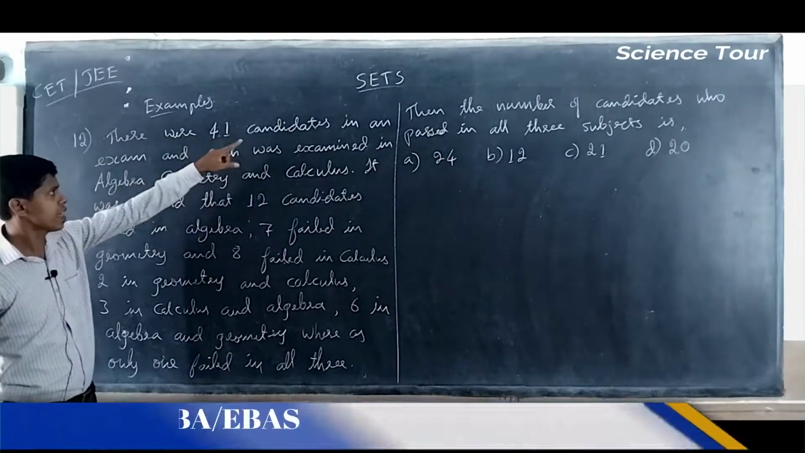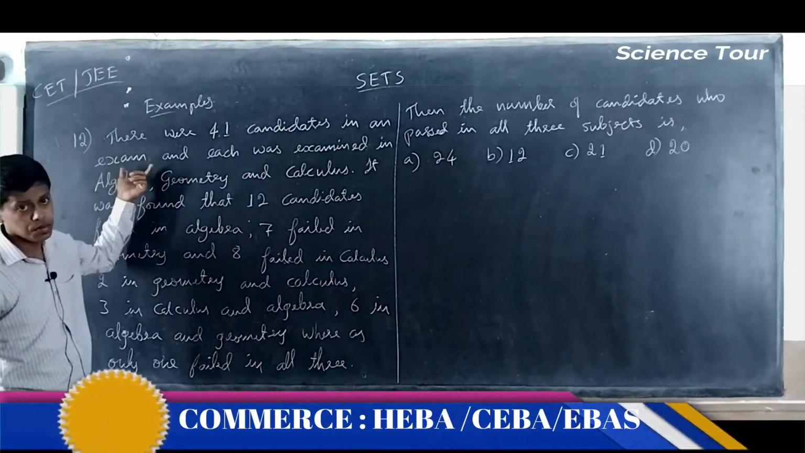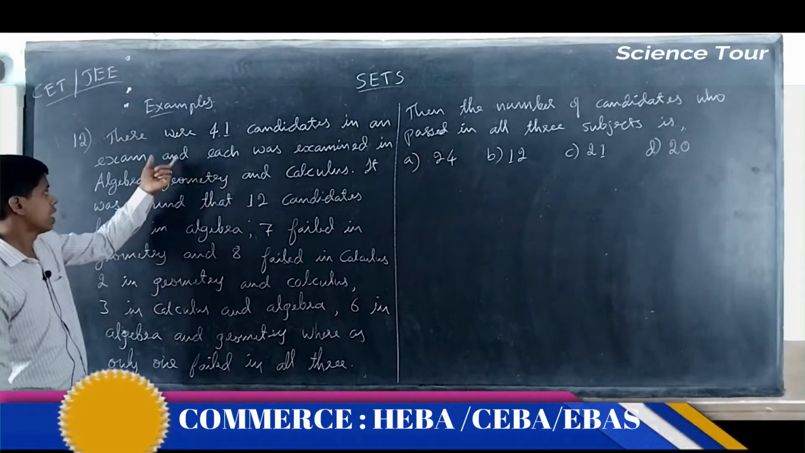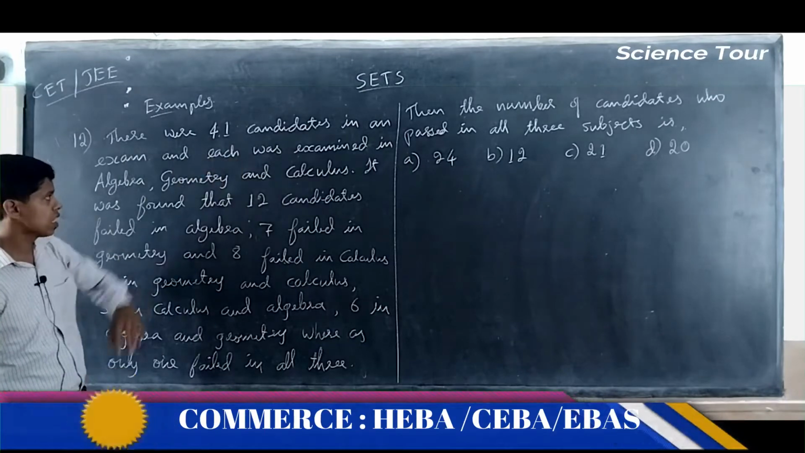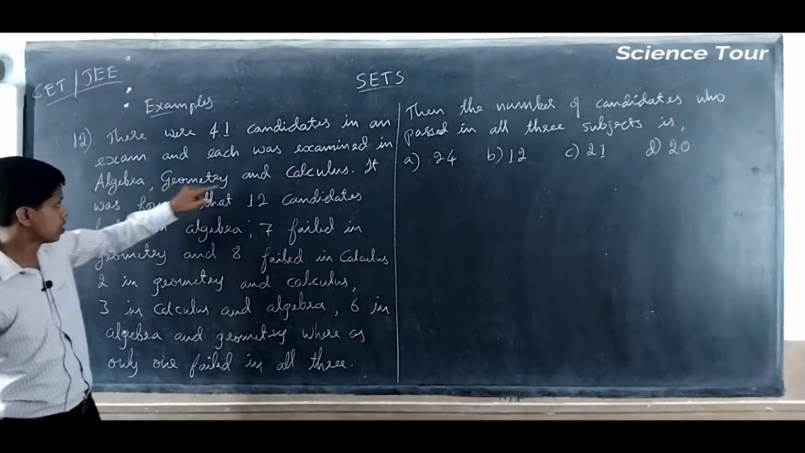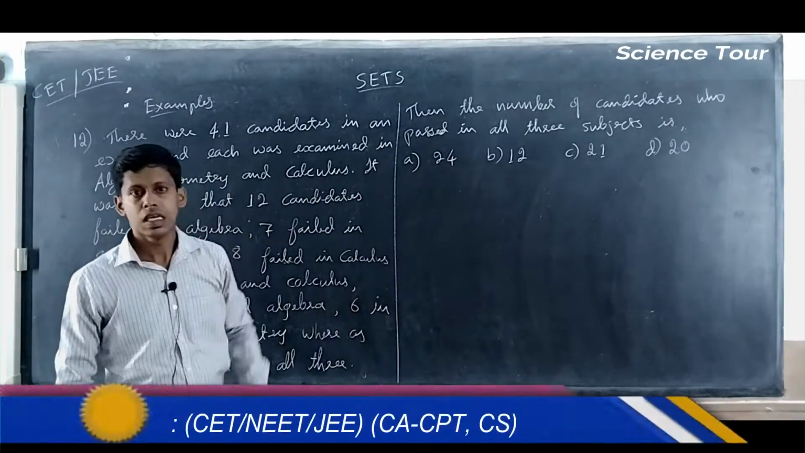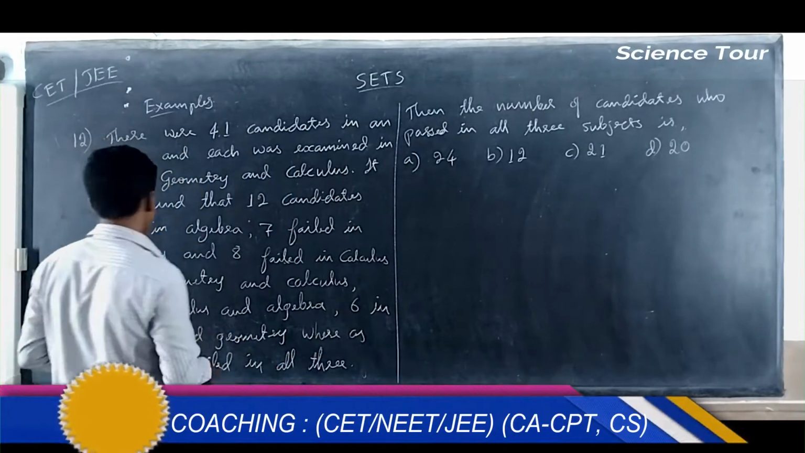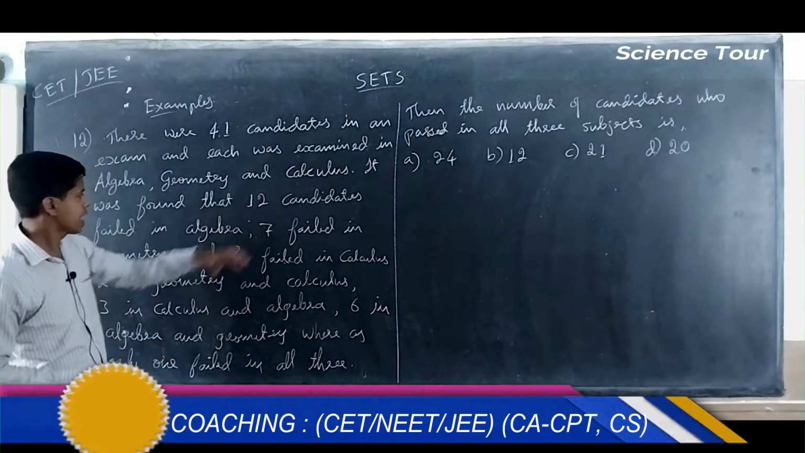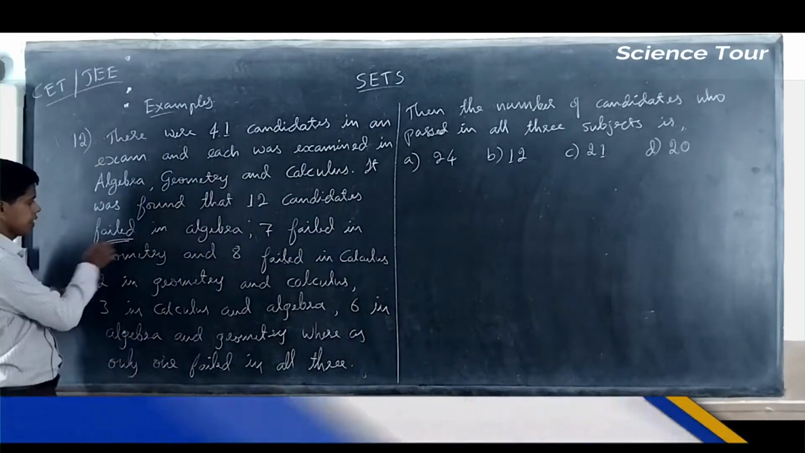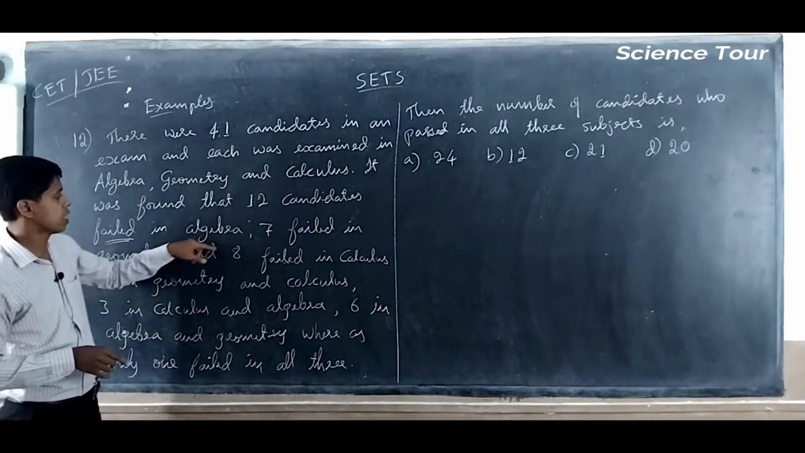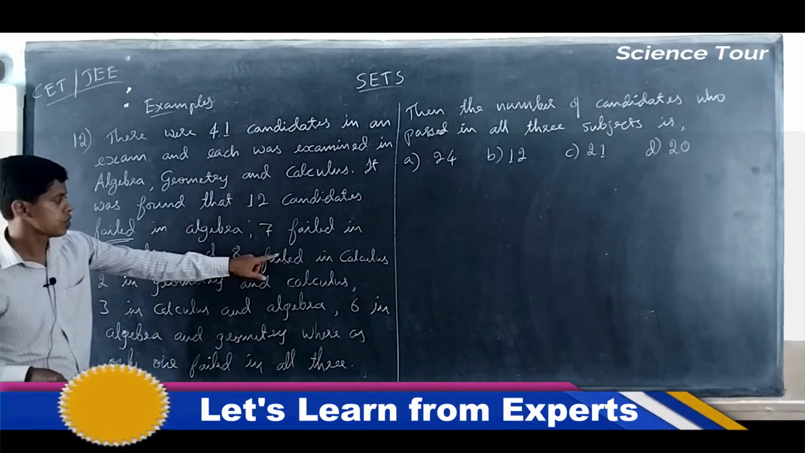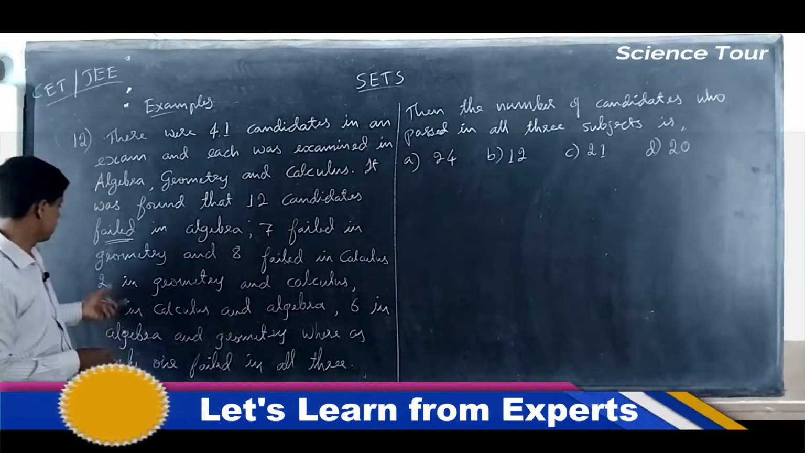There were 41 candidates in an exam. Total there are 41 candidates and each was examined in algebra, geometry and calculus. So there were 3 topics in which they had written the exam. It was found that 12 candidates failed in algebra, 7 failed in geometry and 8 failed in calculus.